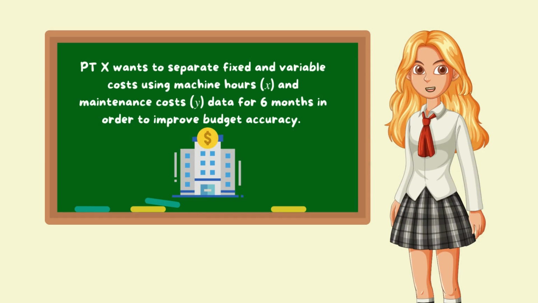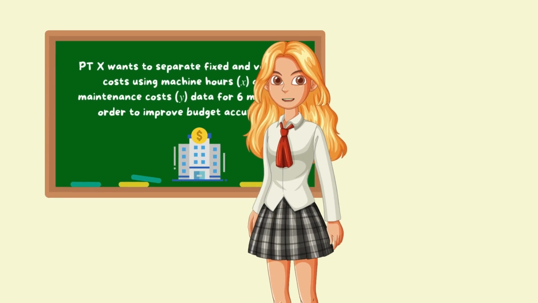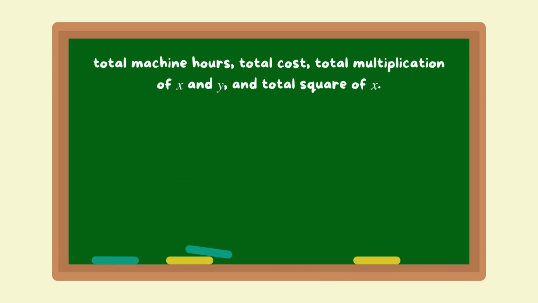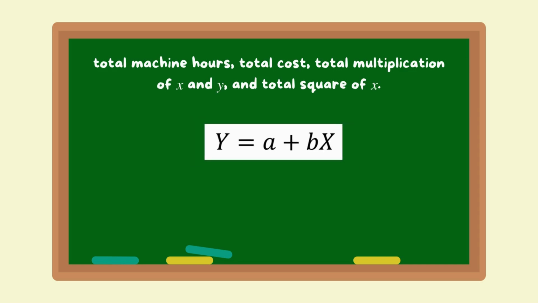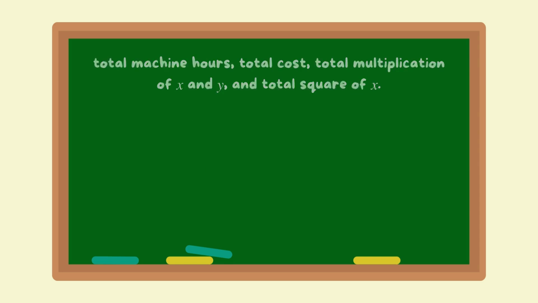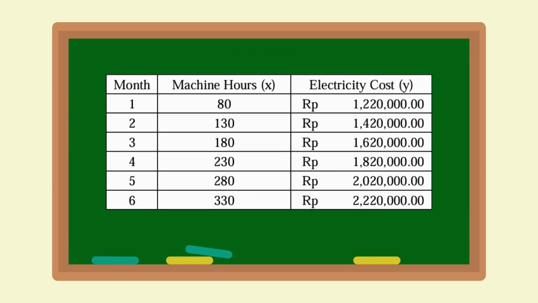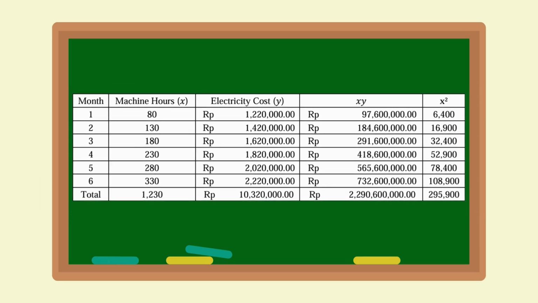PTX wants to separate fixed and variable costs using machine hours, X, and maintenance costs, Y, data for 6 months in order to improve budget accuracy. The first step is to calculate the total machine hours, total cost, total multiplication of X and Y, and total square of X. This data will be used to find a regression equation with the following formula, y equals a plus bx. This is the table that shows the machine hours and the electricity used during the 6 months.